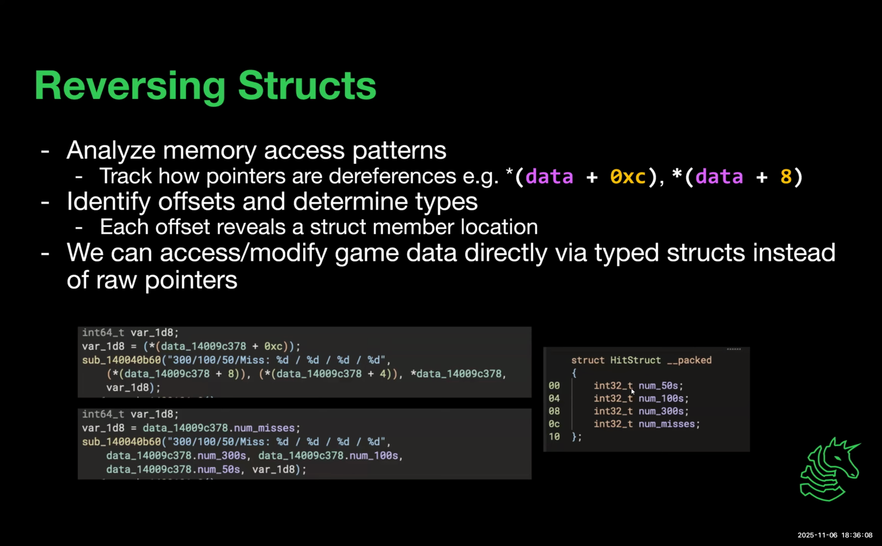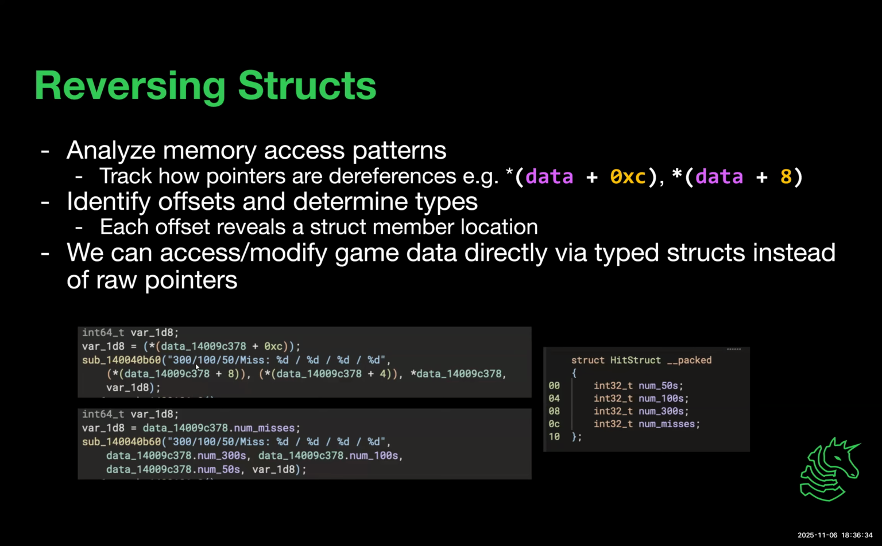So right here, num_50s would be, if we created a new struct in memory, stored at a specific address, and at that specific address we'll have the value of num 50s, and then that address plus 4, because this is a 32-bit integer, will be storing num 100s.